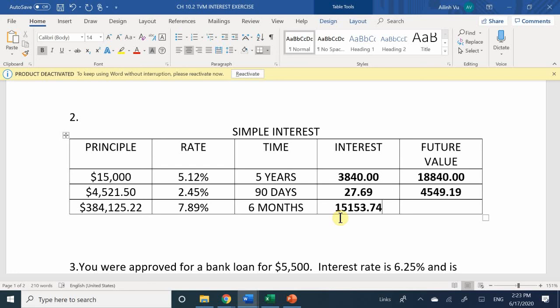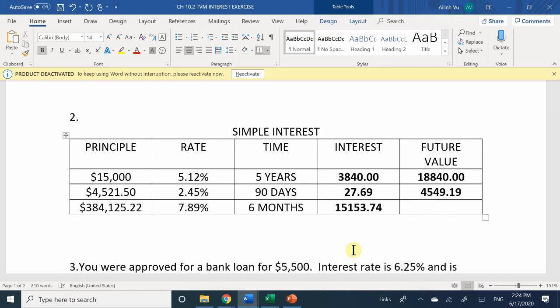So good. So we see 6 months here. So we know 6 months out of a whole year. We already know that's half a year. So we need to multiply it by 0.5, or you could actually multiply it by 1 and divide the whole thing by 2. Okay, so now how do you solve for the future value?